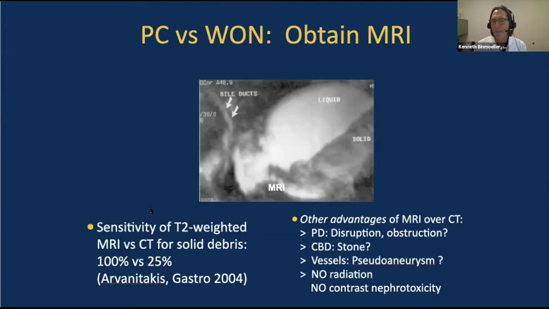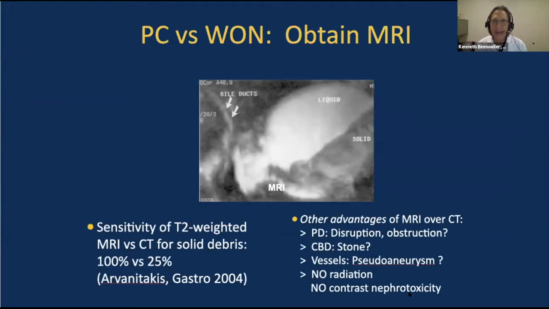But there are also many other advantages to obtaining an MRI over a CT scan because we can evaluate the ducts at the same time. We can evaluate for pancreatic duct disruption or obstruction. In the CBD, we may see a stone that may be the cause of the patient's pancreatitis. We can evaluate vessels, in particular, evaluate for a pseudoaneurysm. That's so important. At a minimum, we should be looking at our CT scans very closely and then on EUS for a pseudoaneurysm. And there's no radiation and there's no contrast nephrotoxicity. So these are all advantages to getting an MRI.